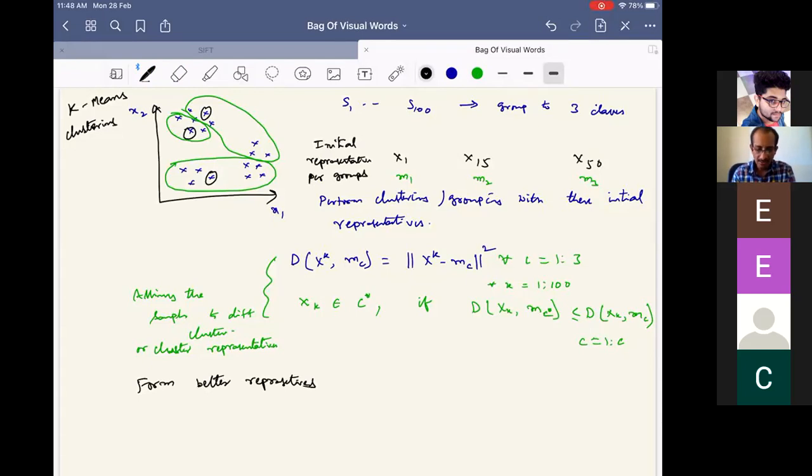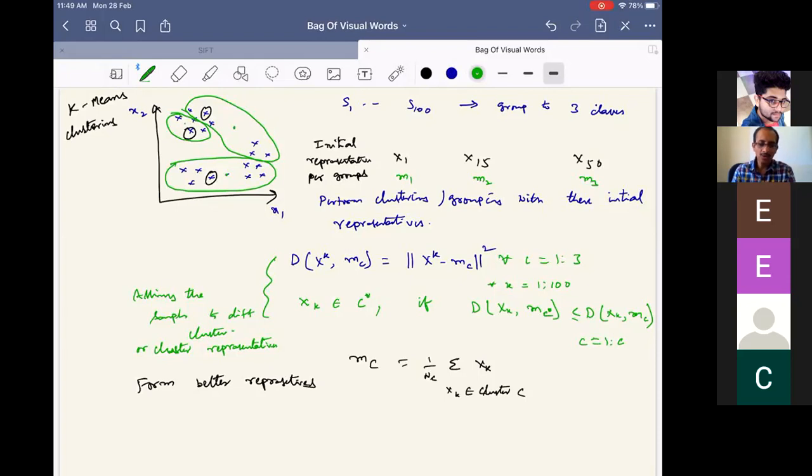I need better representatives, fine, but how do I get them? MC, I want to get better. If I consider the previous iteration, it is MC naught or whatever. MC in the next iteration is equal to what? Summation of xk, where xk belongs to cluster C, times 1 by NC, the number of samples of that cluster. If I perform this operation, the mean is a good representative for the cluster, right? So I will get a new representative. The new representative may be somewhere here for this class, this may be here, this may be here.